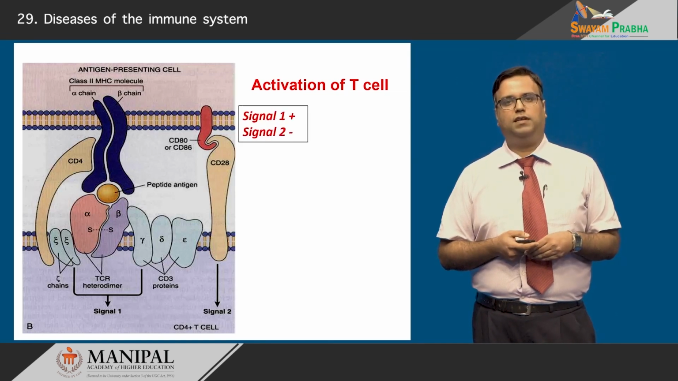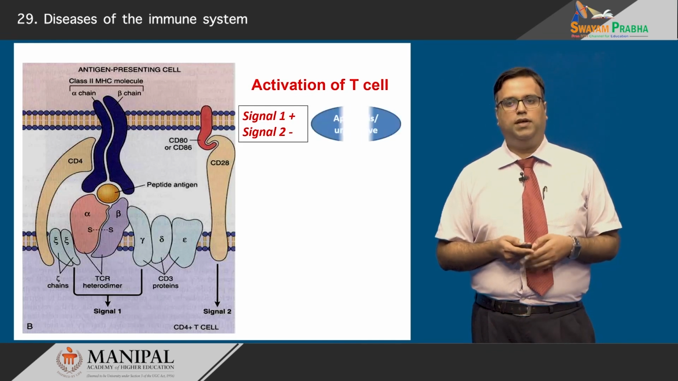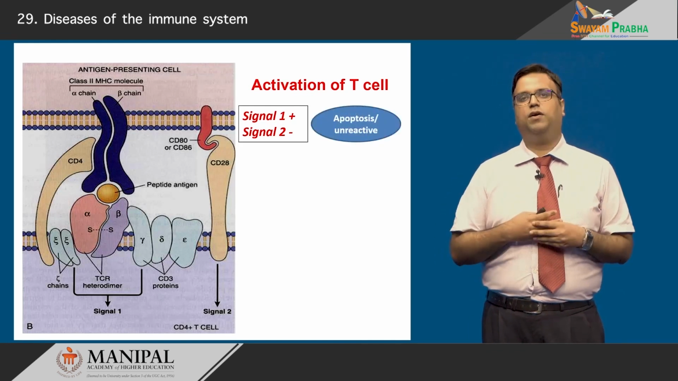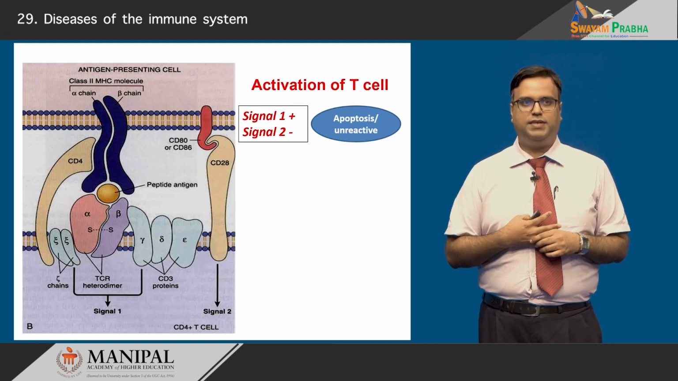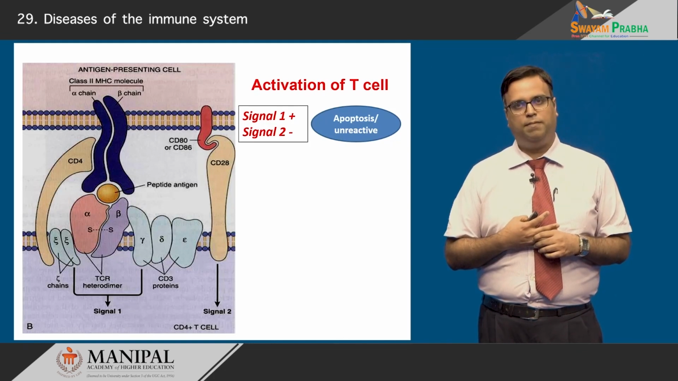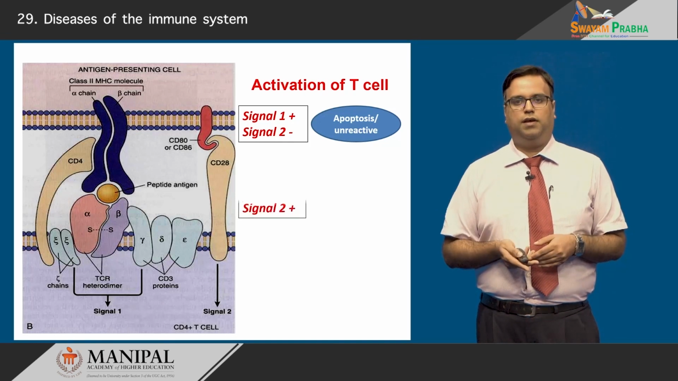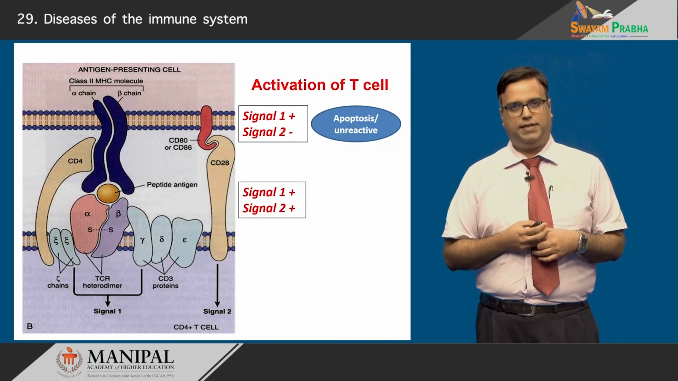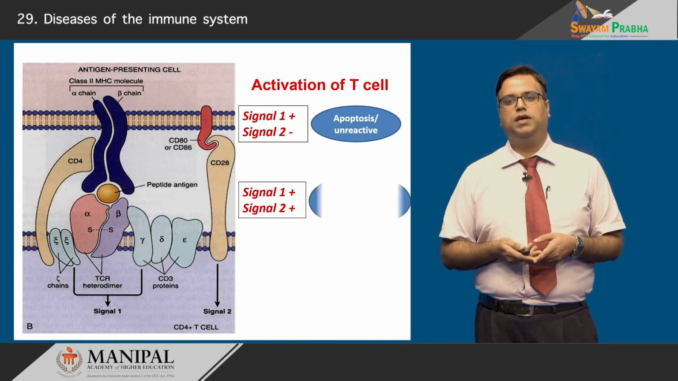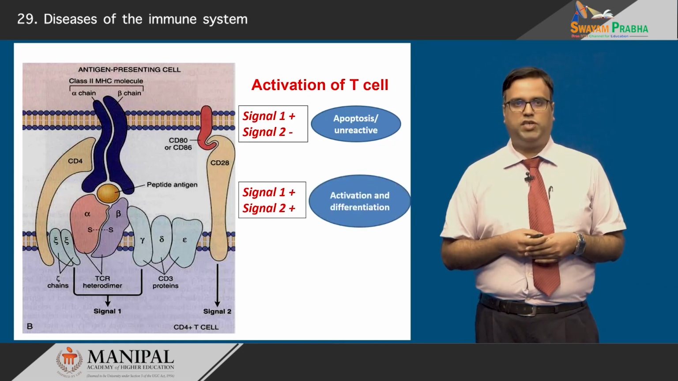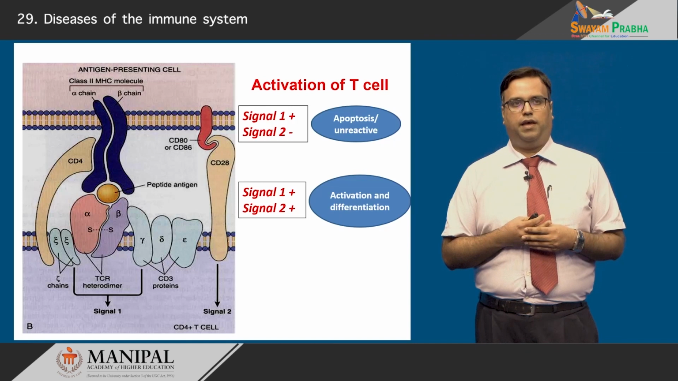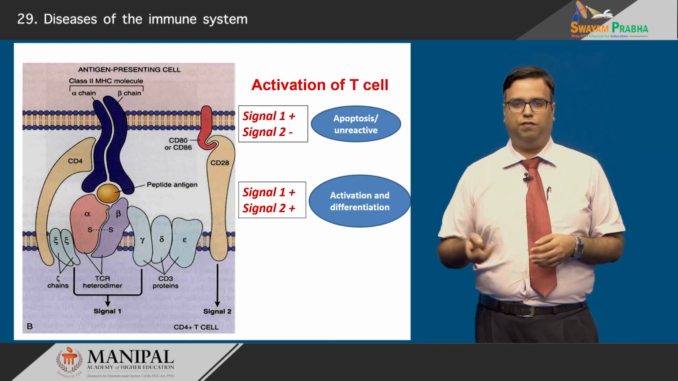Should you have only signal 1 and no signal 2, the cell is above the baseline but not able to mount a response. So, it is rendered unreactive, or it may dedicate itself to cell death, which is called apoptosis. But in the presence of both the signals, that is signal 1 and signal 2, you have an activated cell which can perform multiple functions, including differentiation into another form.